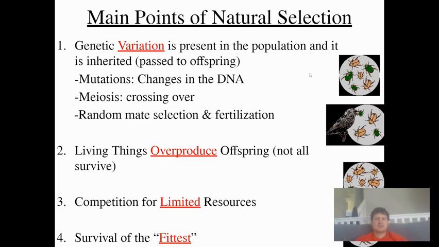The second thing that has to happen for natural selection to occur is that living things overproduce offspring, meaning that they make more offspring than can survive within a population. So not all are going to survive. Over time, we're going to get a competition for limited resources. One of the most common limited resources, quite frankly, is just food. If there's not enough to support the population, then some are going to have to die.